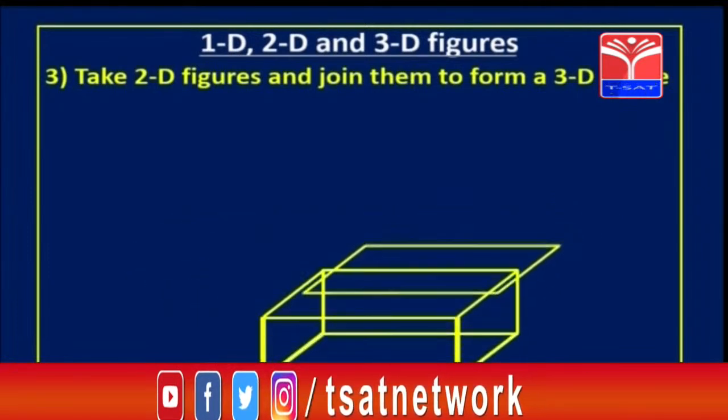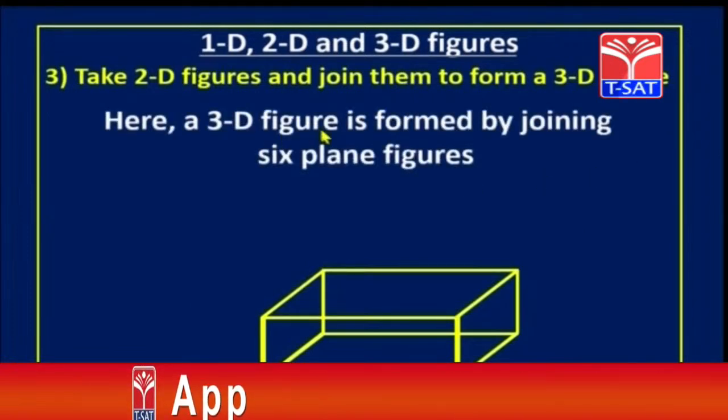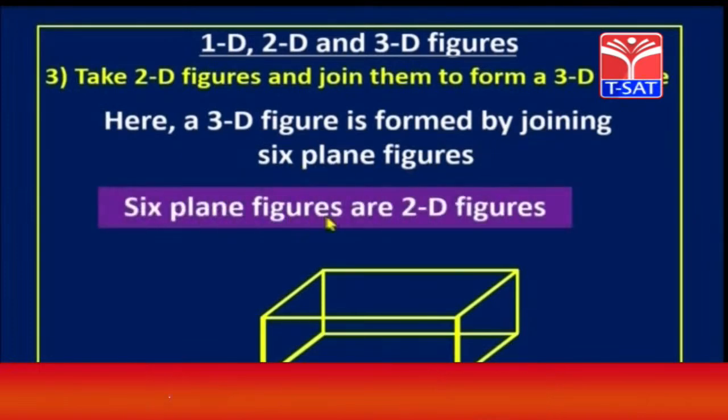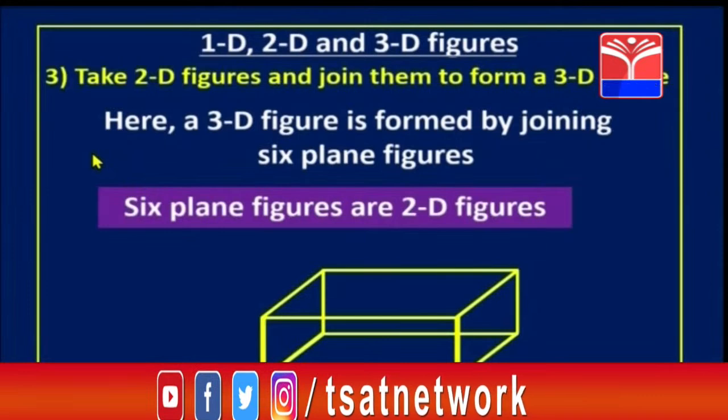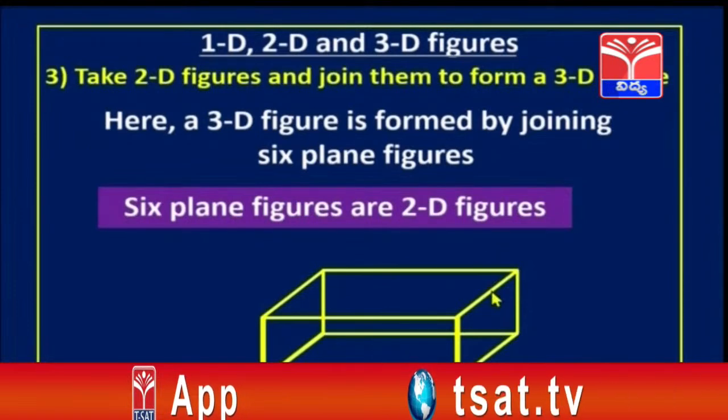Now, the object which is formed is a 3D shape. So, here a 3D figure is formed by joining 6 plane figures. 6 plane figures are 2D figures. Children, before joining we have taken 6 plane figures, right? Those are 2D figures, but after joining you are getting an object which is a 3D figure.